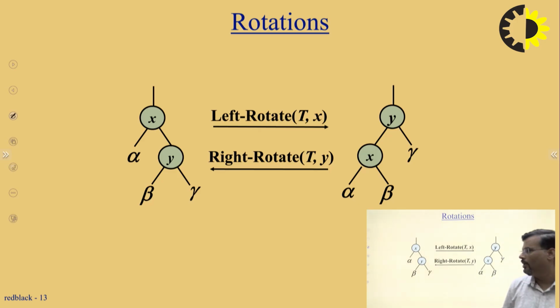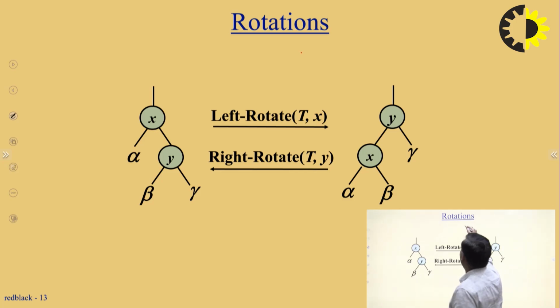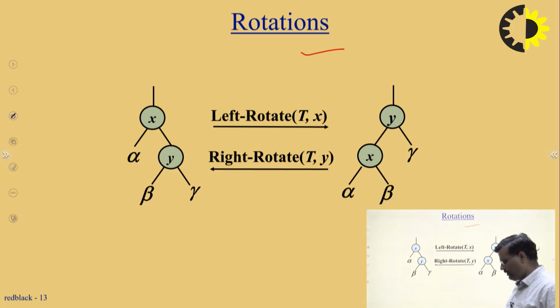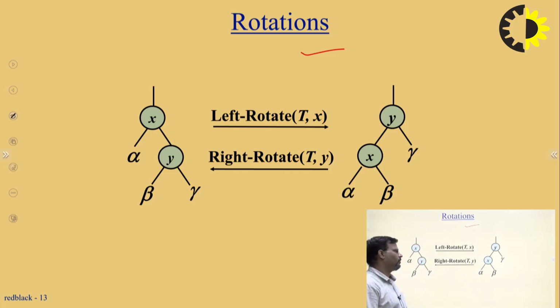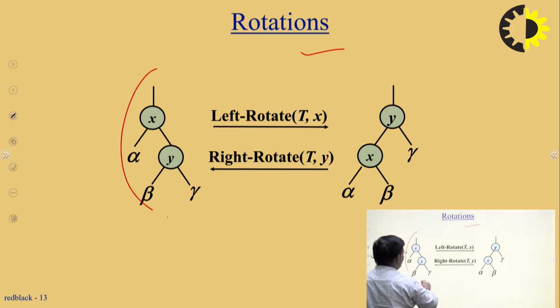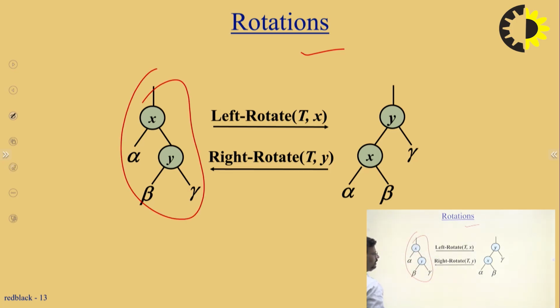So here we will discuss rotation. There are two types of rotation, left rotation and right rotation. Suppose that this is the tree. This is the tree. Then what will be considered?